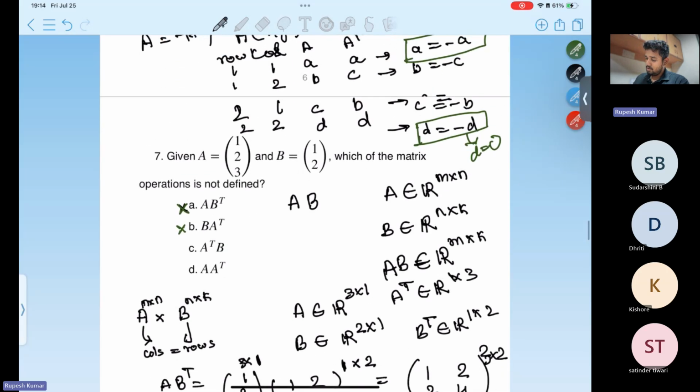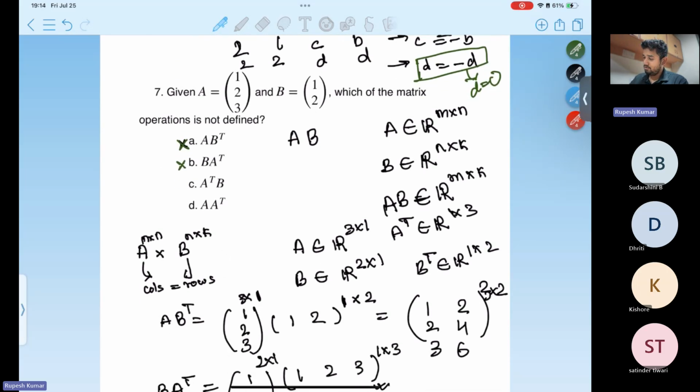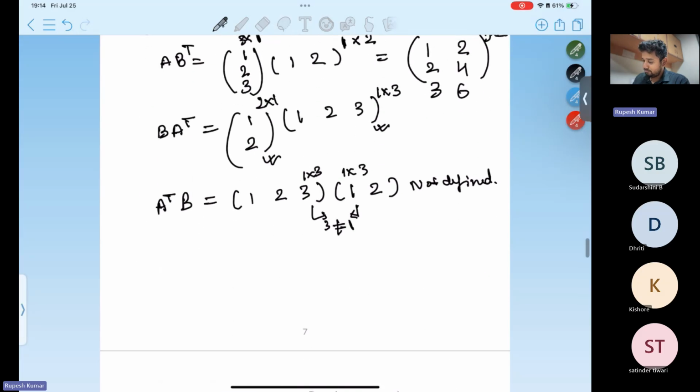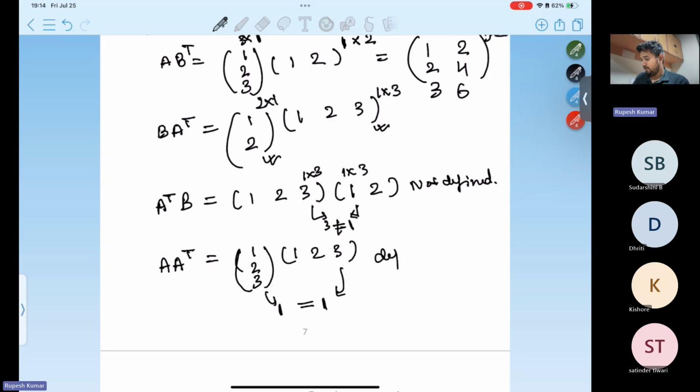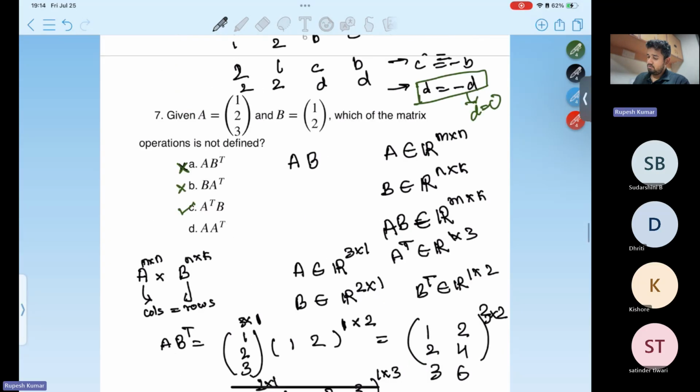Our question asks which of the matrix operations is not defined. So the correct answer is option C. This is not defined, right? Let's again check the last option, A transpose, right? A transpose would be 1, 2, 3, and then again 1, 2, 3. Let's again write the number of rows here, number of columns here. Number of columns is 1, number of rows here is 1, right? These are equal. So this is defined again. So option D is also not a correct option. So option C is correct.